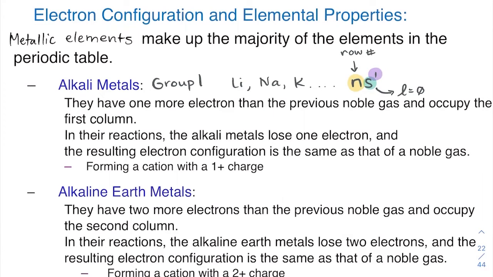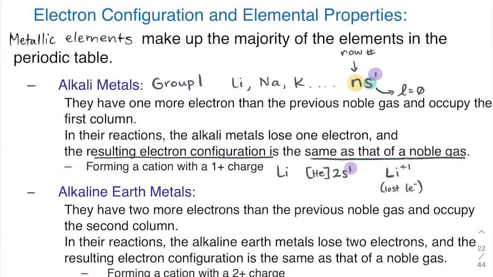And then what happens when it loses that electron is the resulting electron configuration is the same as the noble gas. So let's just take lithium for example. Lithium has an electron configuration shorthand of helium 2s1. Now, when we think about lithium forming a +1 cation, that means it lost 1 electron. Well, which electron did it lose? That one.